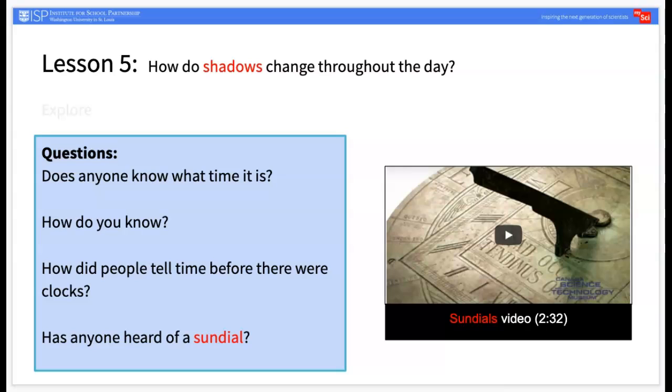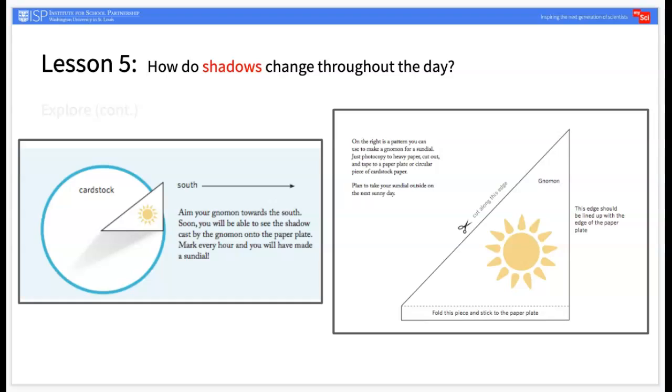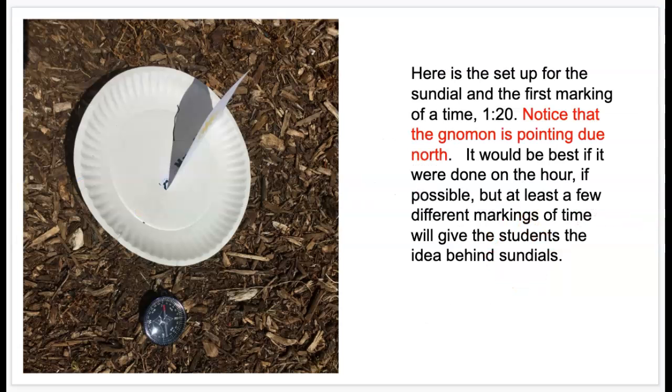In the Explore portion of this lesson, students will consider how you would know what time it is without a clock. They will watch a video to introduce them to sundials as preparation for making their own sundial. To make their sundials, students will use the gnomon template that you copied from the teacher pages. They will fold along the dashed line so the flap is on the side of the gnomon. Using tape, they will connect the flap of the gnomon to the edge of the paper plate.